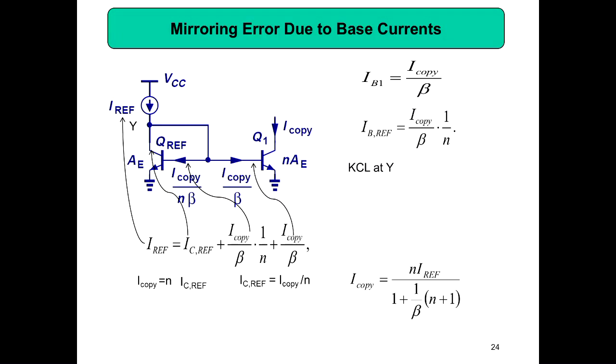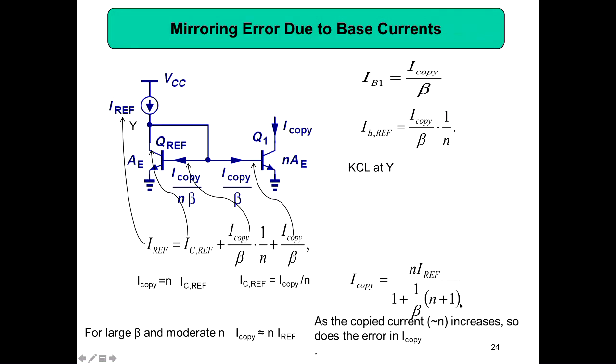If you don't take into account base current, what is the relationship? I copy equals n times I reference. If you are using only one transistor here, I copy equals I reference. But when you take into account the base current, I copy equals n into I reference divided by 1 plus 1 by beta into n plus 1. So as the copied current n increases, so does the error in I copy.